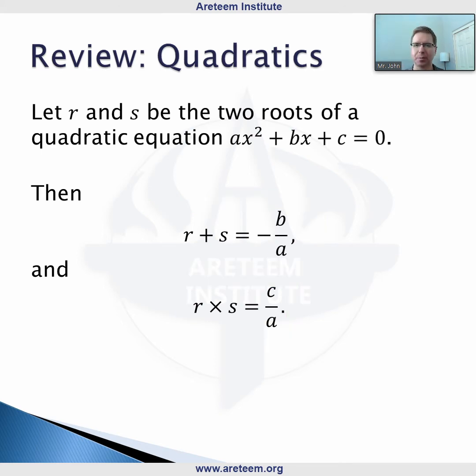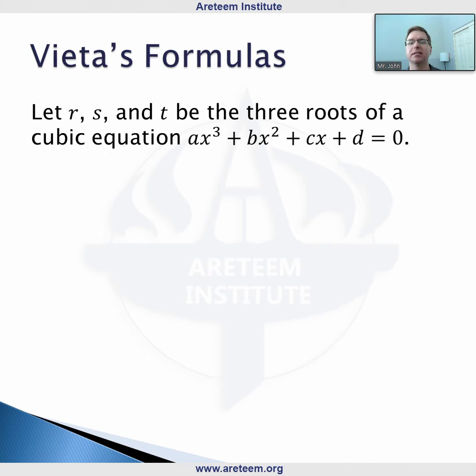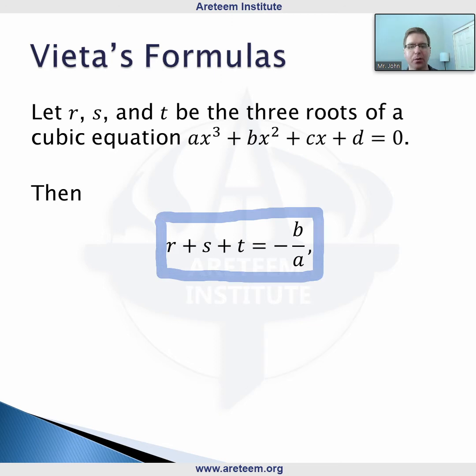So you might expect, and it's true, that a similar type of formula is true for a cubic equation, a cubic polynomial. So now, cubic, three roots r, s, and t, and we have ax cubed plus bx squared plus cx plus d. Then Vieta's formula tells us the following. First of all, we start out again with the sum of the roots. The first root plus the second root plus the third root is still negative b over a.